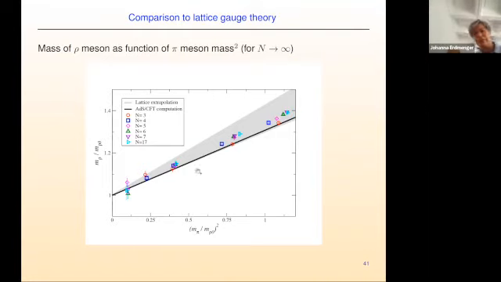But here, just to compare the two theories, we looked at more values of the pi meson mass than the one that is observed in the lab.